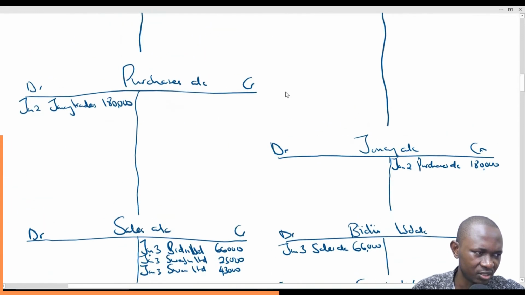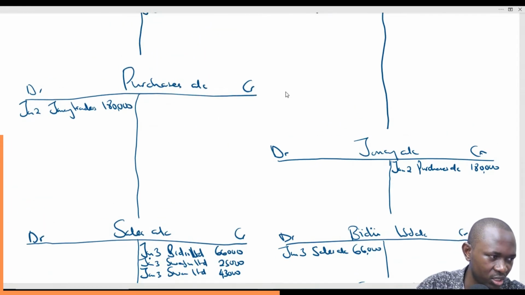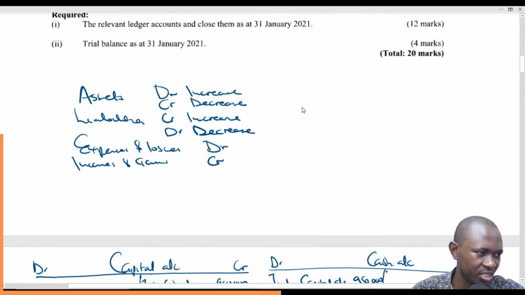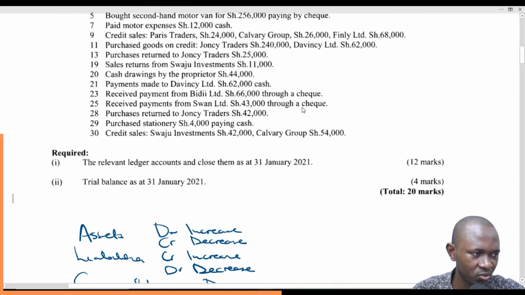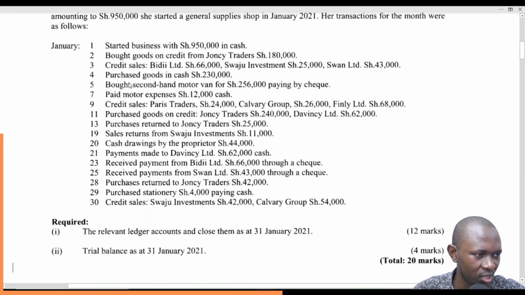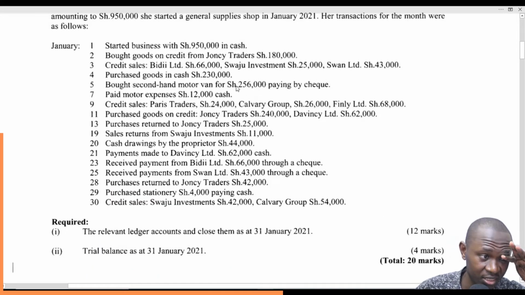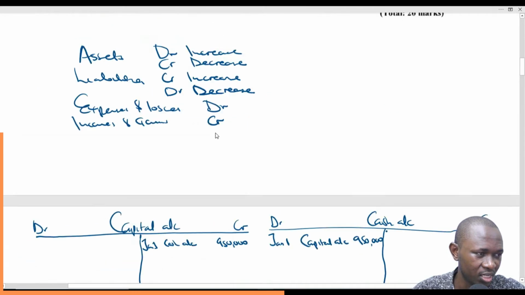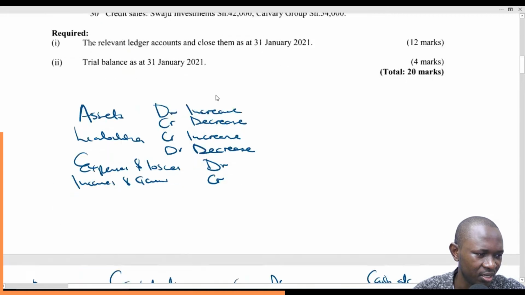So then we go to the next item, purchase goods in cash. Purchased goods in cash. So if you purchase goods in cash, that will be a debit entry. The purchases will be debited, cash will reduce. So cash reducing, we go to the cash account. The two accounts that will be affected are actually purchases and cash.